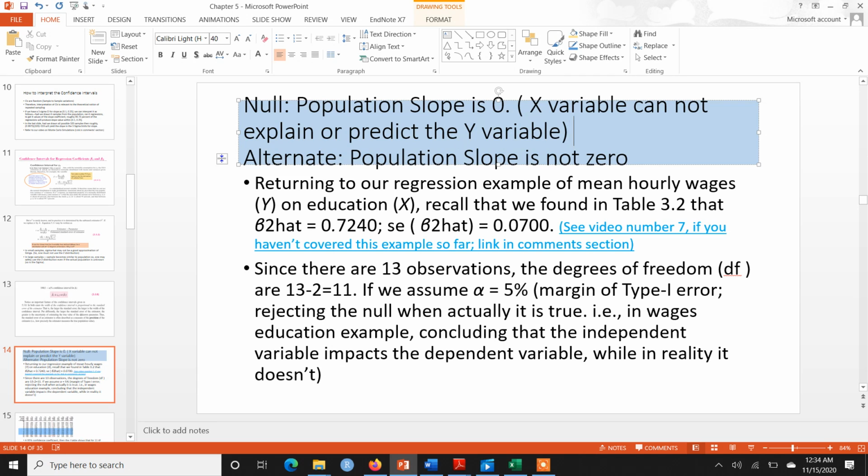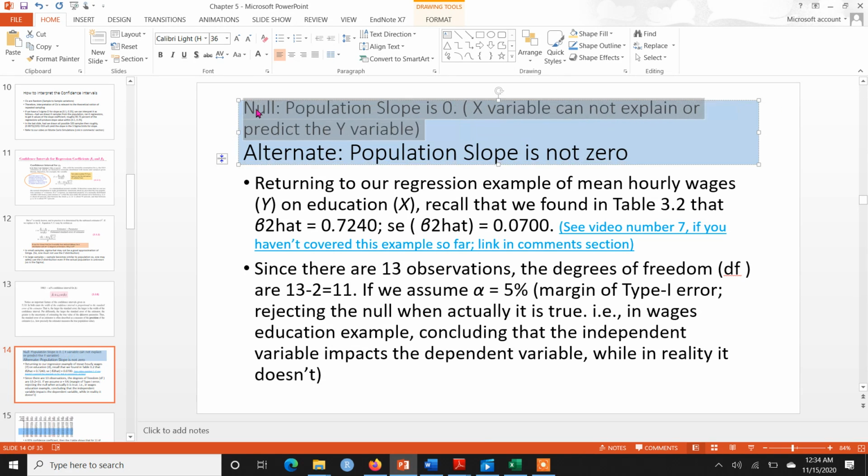This is our null hypothesis, whereas the alternate hypothesis is that the slope is not zero. That means that the x variable can help in predicting the y variable. So suppose I want to test these two hypotheses. How can I do that?